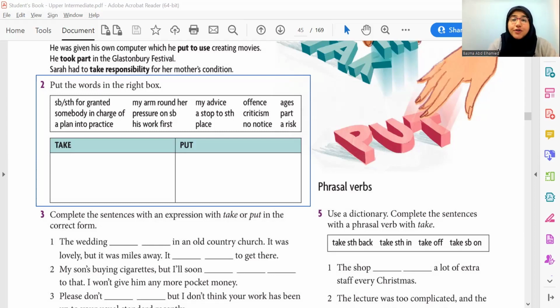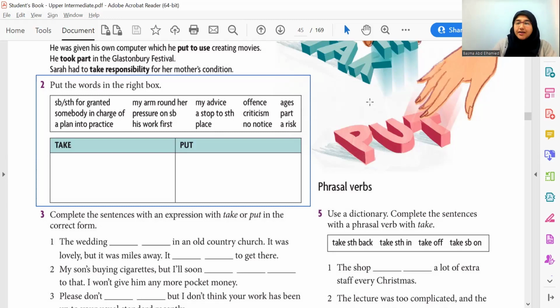Let's go to the verb put. I can say put my arm around her, or put somebody in charge of something, or put pressure on somebody, like her mom's medical condition put a lot of pressure on her health. Or put a stop to something, or put a plan into practice, or put his work first.